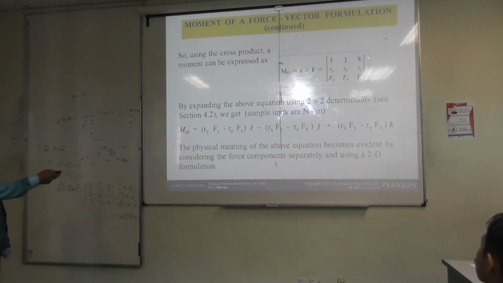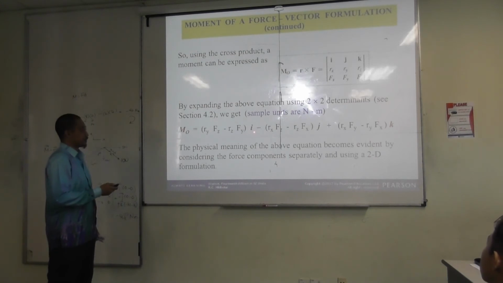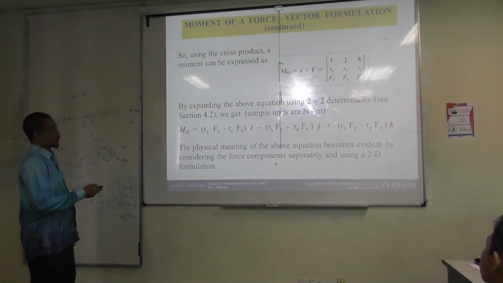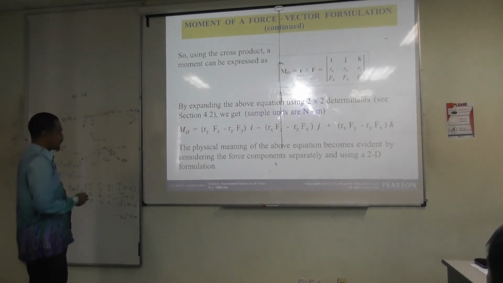So this is just the application of this one, right? So I think you know what's going on already here. This is basically for i, j, and k. The unit is Newton meter, as we have discussed. The physical meaning of the above equation.